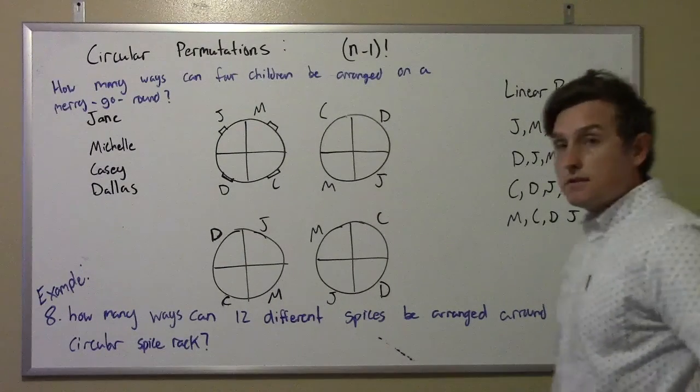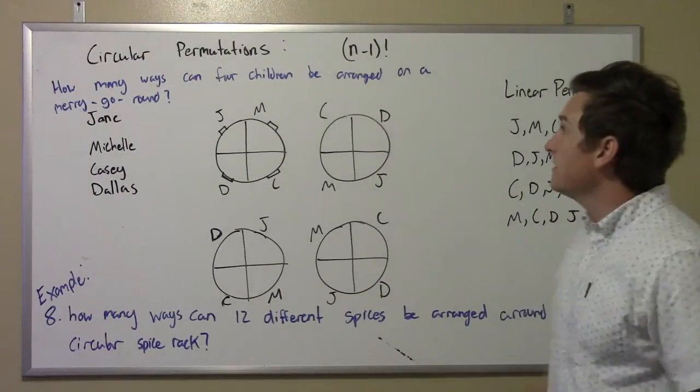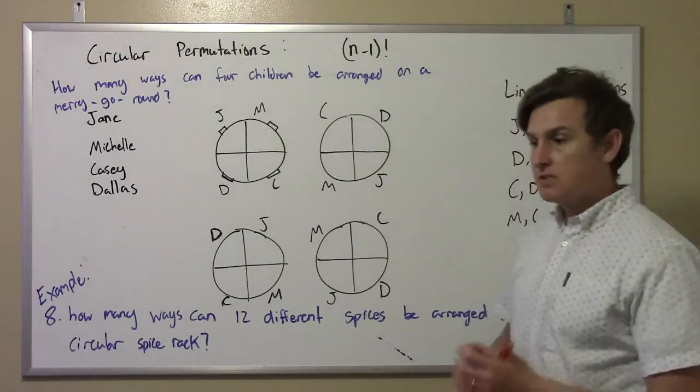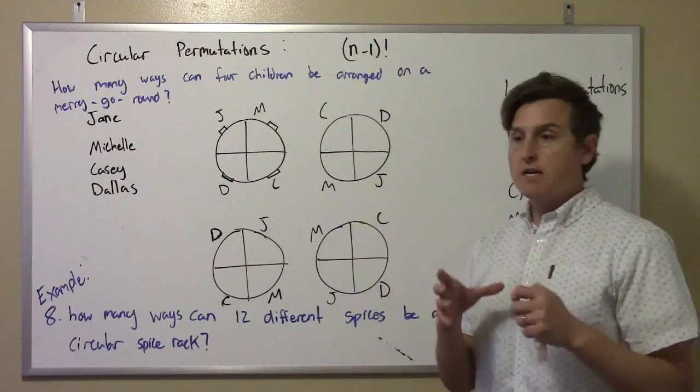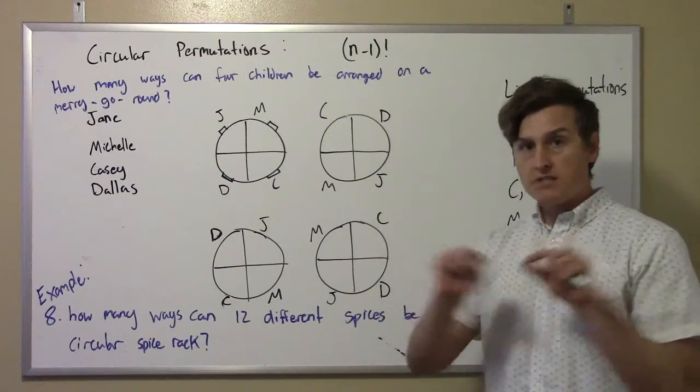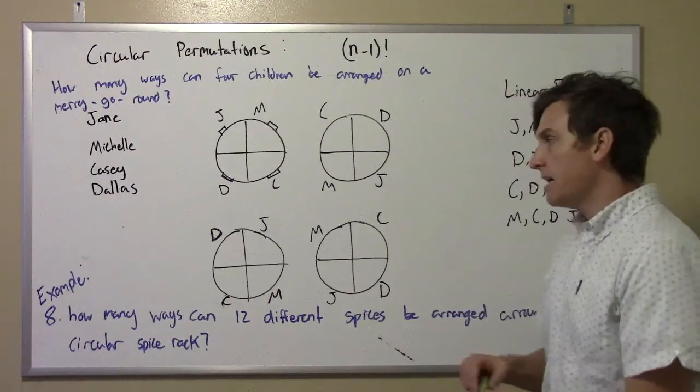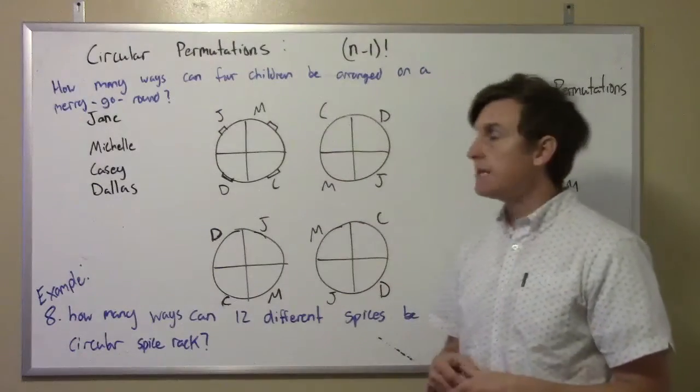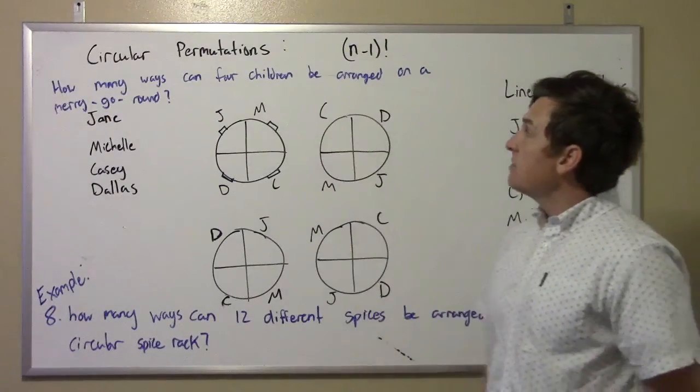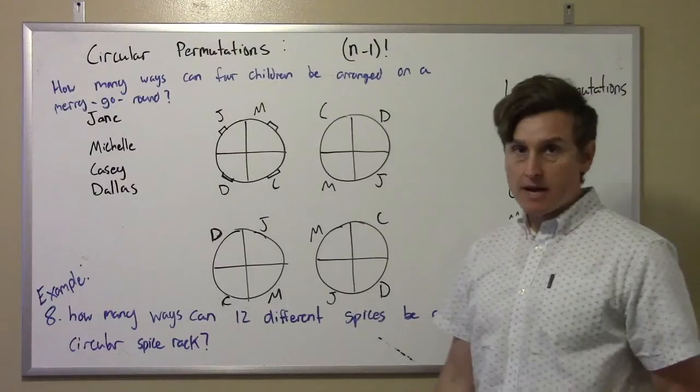Okay, here's another scenario that you're going to see in your homework, and this is circular permutations. So when you're arranging things in a circle, the rules are a little bit different than when you're arranging them in a straight line. And to kind of explain that, we're going to talk about a couple examples here. The first one is how many ways can 4 children be arranged on a merry-go-round?